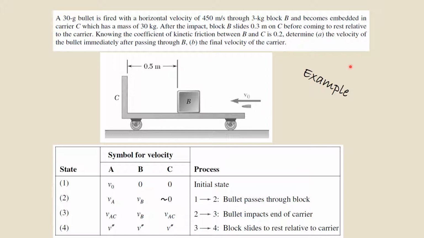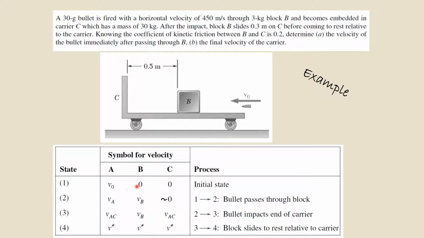And then the block is going to slide to rest to hit the carrier. So we have a different kind of impact happening with the block. Instead of becoming embedded in the block, the bullet is going to go through the 3 kilogram block. If we write out the table of the timeline of events for this, we start with the bullet velocity.